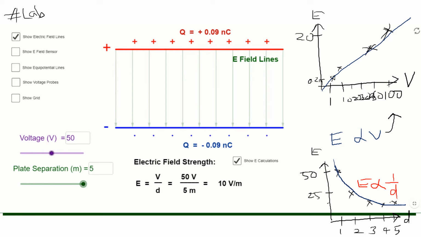So go play more with these simulations if you're unsure of how voltage, separation and electric field lines come together. Go check it out. Play with it. The link is down in the description below.